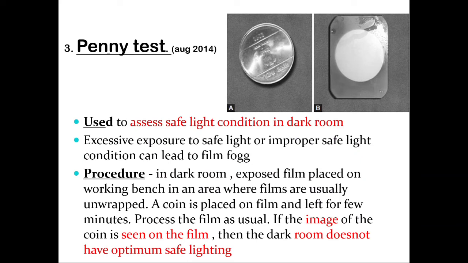The penny coin test is nothing other than a test of the safe light condition in the darkroom. What we do is place the film in the dark room with a coin over it, left for a few minutes, and then later, in the darkroom setup itself, we process that film. Once you see the coin image on the processed film, it indicates that there is no optimum safe lighting in that darkroom. So that is how we assess the safe light condition in the darkroom setup.